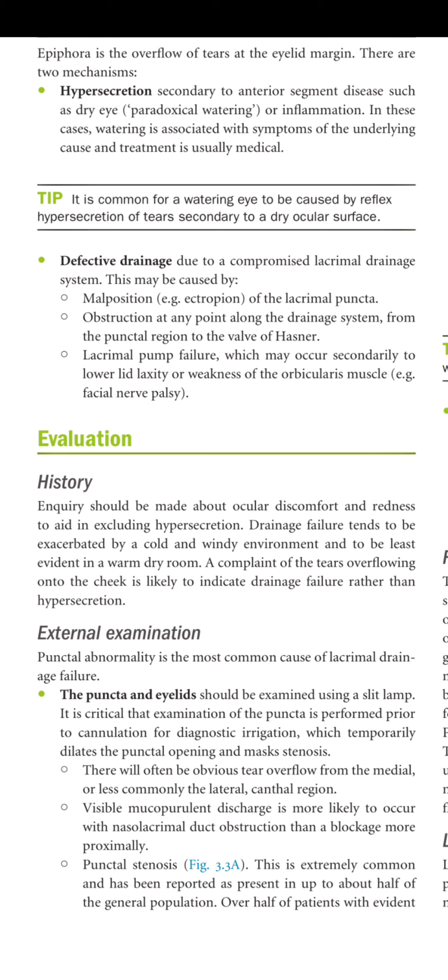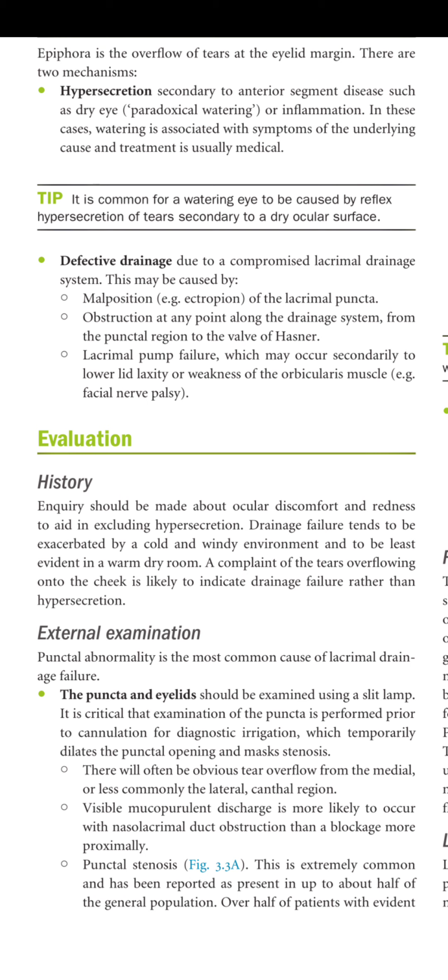So you have to basically see the punctum, whether it is stenosed or has an obstruction. There will often be obvious tear flow from the medial or, less commonly, the lateral canthal region. Visible mucopurulent discharge is more likely to occur with a nasolacrimal duct obstruction than a blockage more proximally. So whenever you see a mucopurulent discharge in a patient with epiphora, it is most likely that the obstruction is slightly posterior, maybe in the lacrimal sac, rather than anterior.